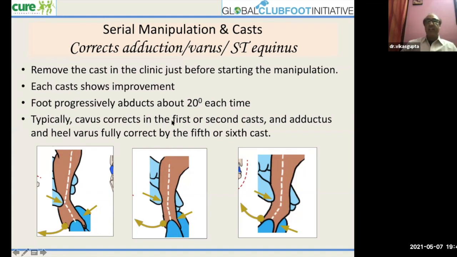So typically cavus corrects in the first or second cast, adductus and heel varus usually correct by the fifth to sixth cast by simple maneuver of abduction. Now you would be asking why abduction? Because of the principle of functional interdependence. When the forefoot is abducted, because of the tarsal ligaments attachment with forefoot and hind foot, the calcaneum also abducts. Okay? Forefoot abducts, calcaneum abducts. When calcaneum abducts, it everts and dorsiflexes. Okay? So you're able to correct the hind foot deformity.